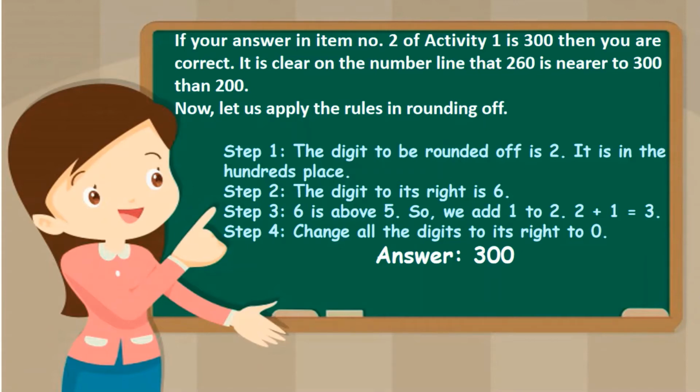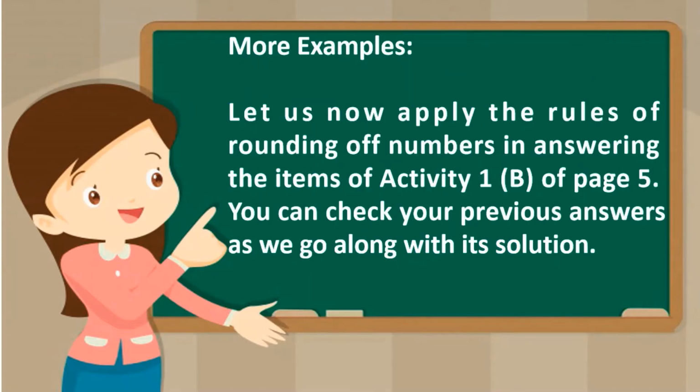It is clear on the number line that 260 is nearer to 300 than 200. Now, let us apply the rules in rounding off. The digit to be rounded off is 2. It is in the hundreds place. The digit to its right is 6. 6 is above 5, so we add 1 to 2. 2 plus 1 equals 3. Change all the digits to the right to 0. The answer is 300. Let's have more examples.